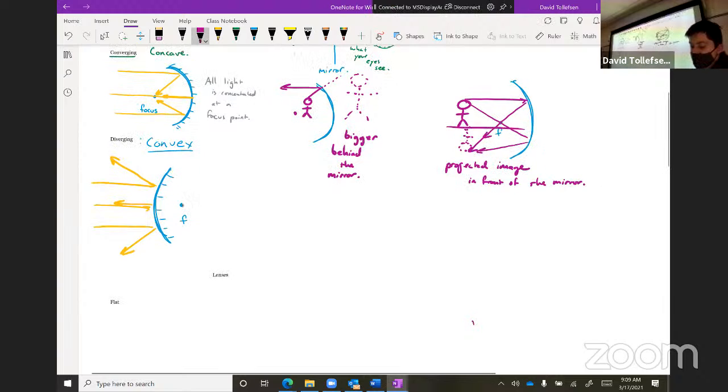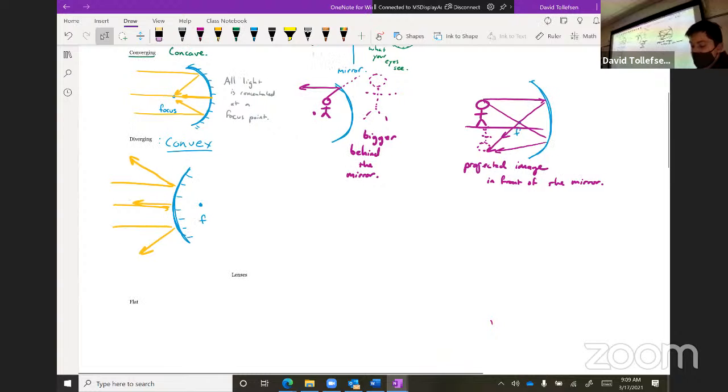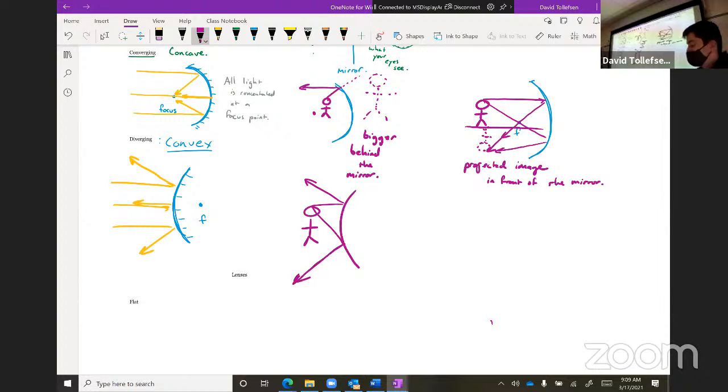There's only really one type of situation that happens. So if you stand in front of a diverging mirror, right, the light kind of bounces away.